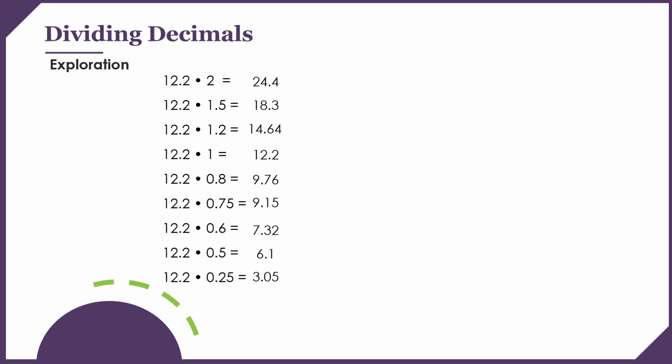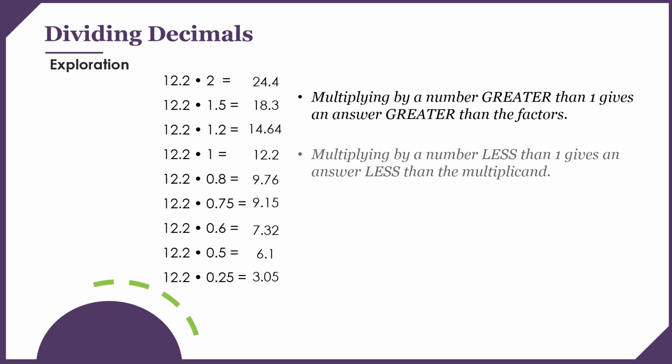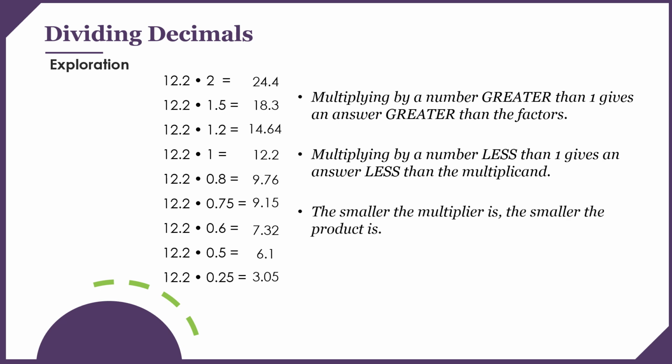And hopefully students will come up with rules like these. Multiplying by a number greater than 1 gives an answer greater than the factors. Multiplying by a number less than 1 gives a product less than the multiplicand. And the smaller the multiplier is, the smaller the product is. If they don't find these on their own, then certainly we would guide them and discuss them and then test these out with some more problems to make sure that we can prove that these do work for various problems.